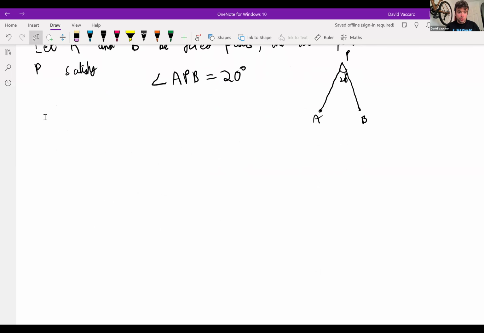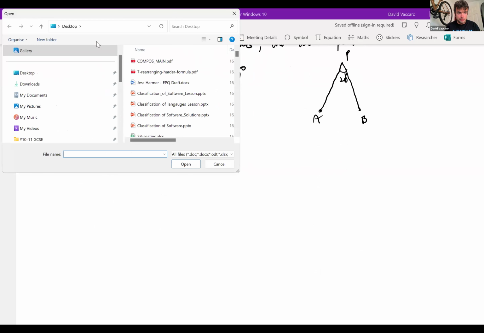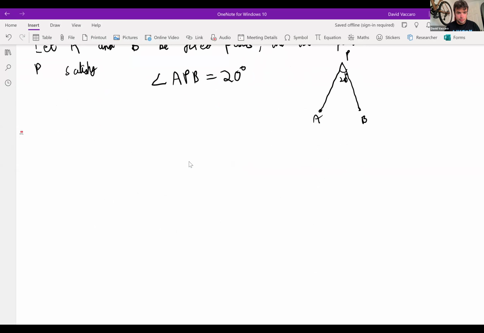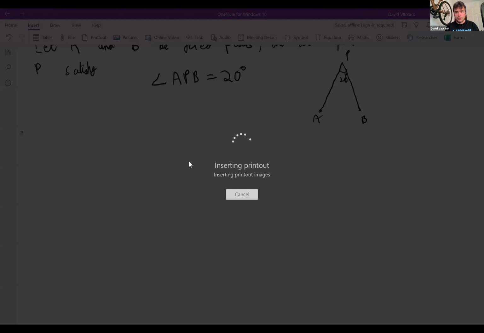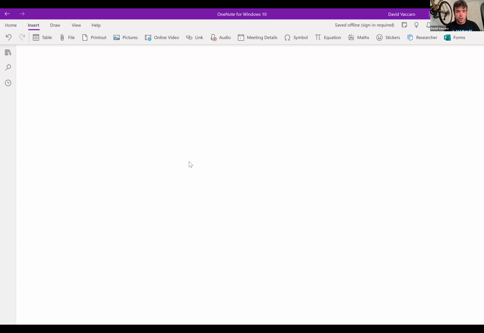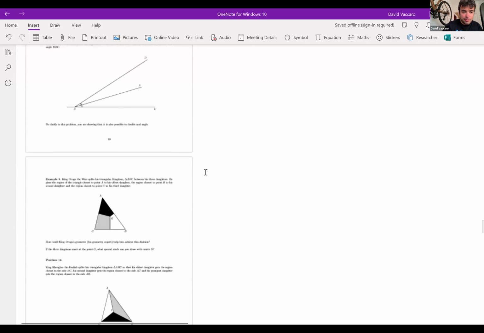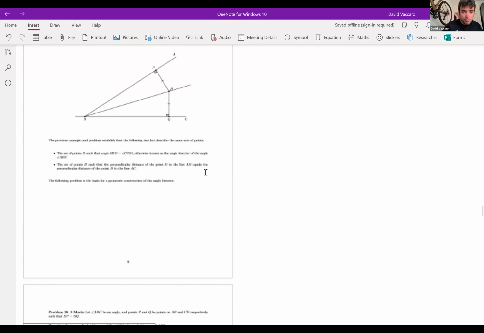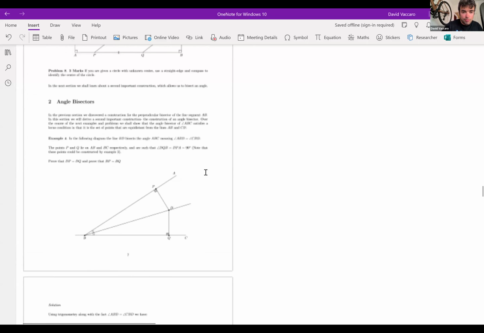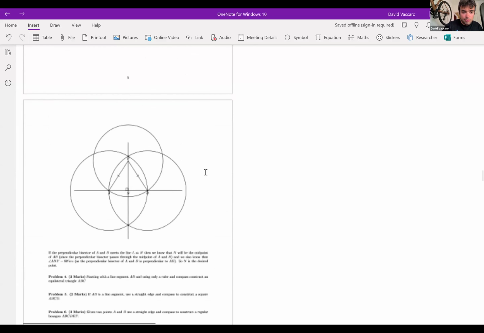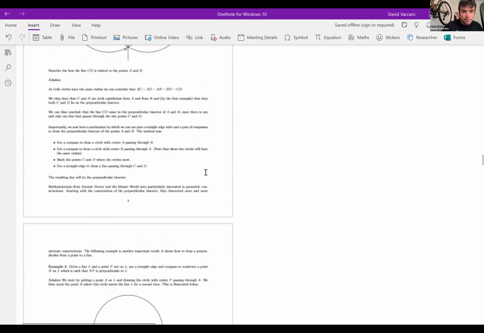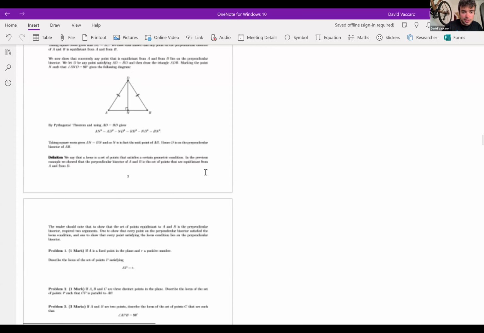Okay, right, let's move on to the sheet itself. I'm just inserting that into my OneNote.